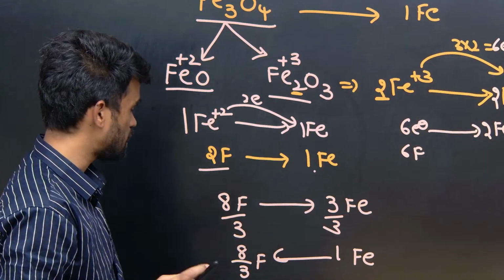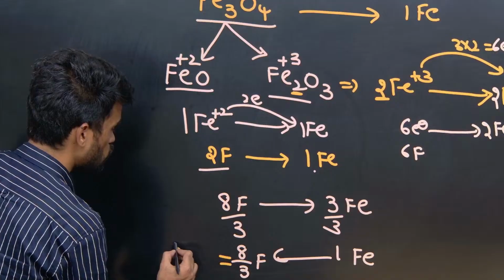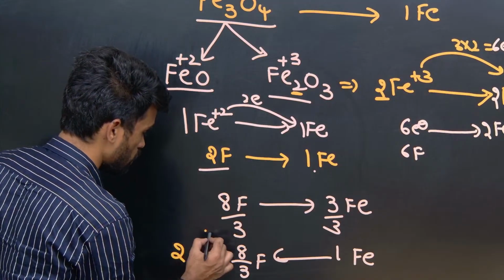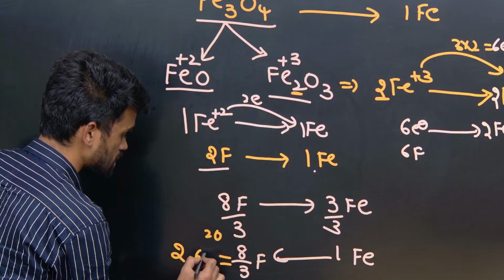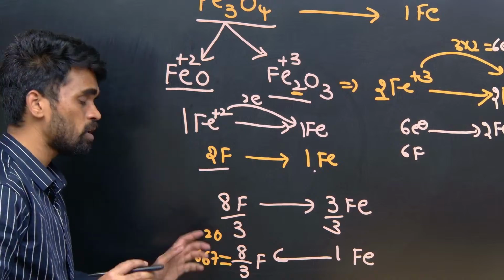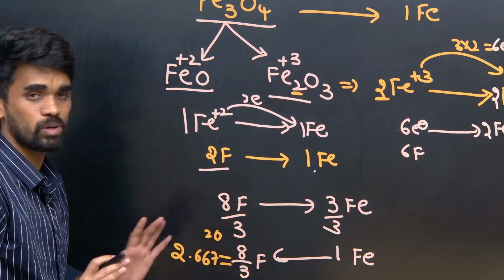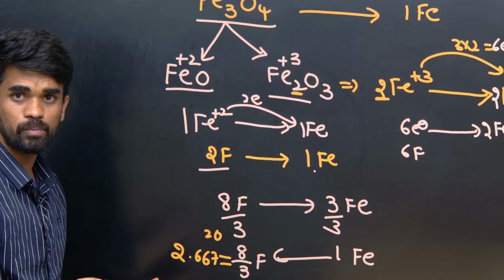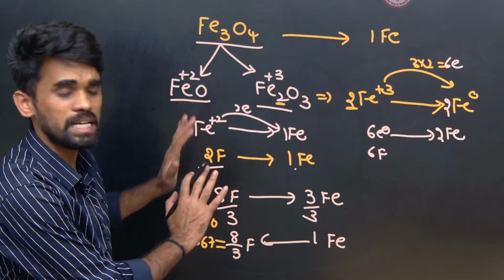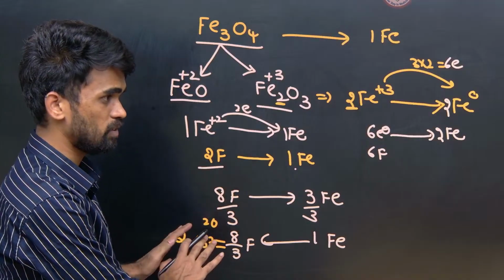So 8 by 3 means how much will you get? 2 3 is 6, so 2 is remaining, point means 0. So you will get 2.66, like 2.667. This will be your answer. This many number of Faradays you require. Hope it is clear now, right? If they ask for the nearest integer, go with the nearest integer of this number. That's it. That will be your answer.